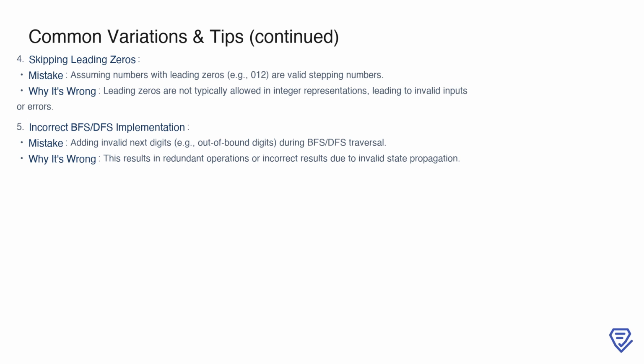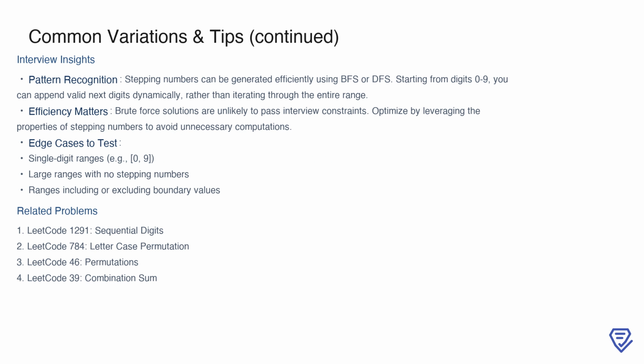From an interview perspective, stepping numbers provide an excellent opportunity to demonstrate problem-solving skills. Recognizing that they can be efficiently generated using BFS or DFS is key. By starting with digits 0 through 9, valid next digits can be appended dynamically based on the stepping condition, eliminating the need to iterate through the entire range. This approach is far more efficient than brute force, which typically cannot handle the constraints of an interview setting.